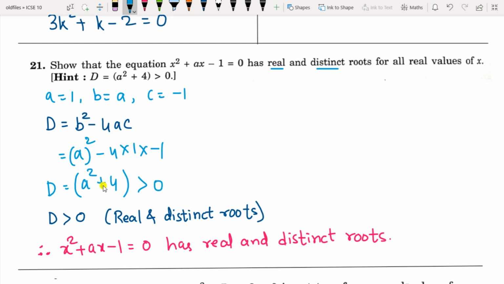Now this is a positive number, so naturally it will be greater than 0, since a is also square and it is a positive number, so it is greater than 0. And when D is greater than 0, the roots are real and distinct, and therefore the equation will have real and distinct roots.